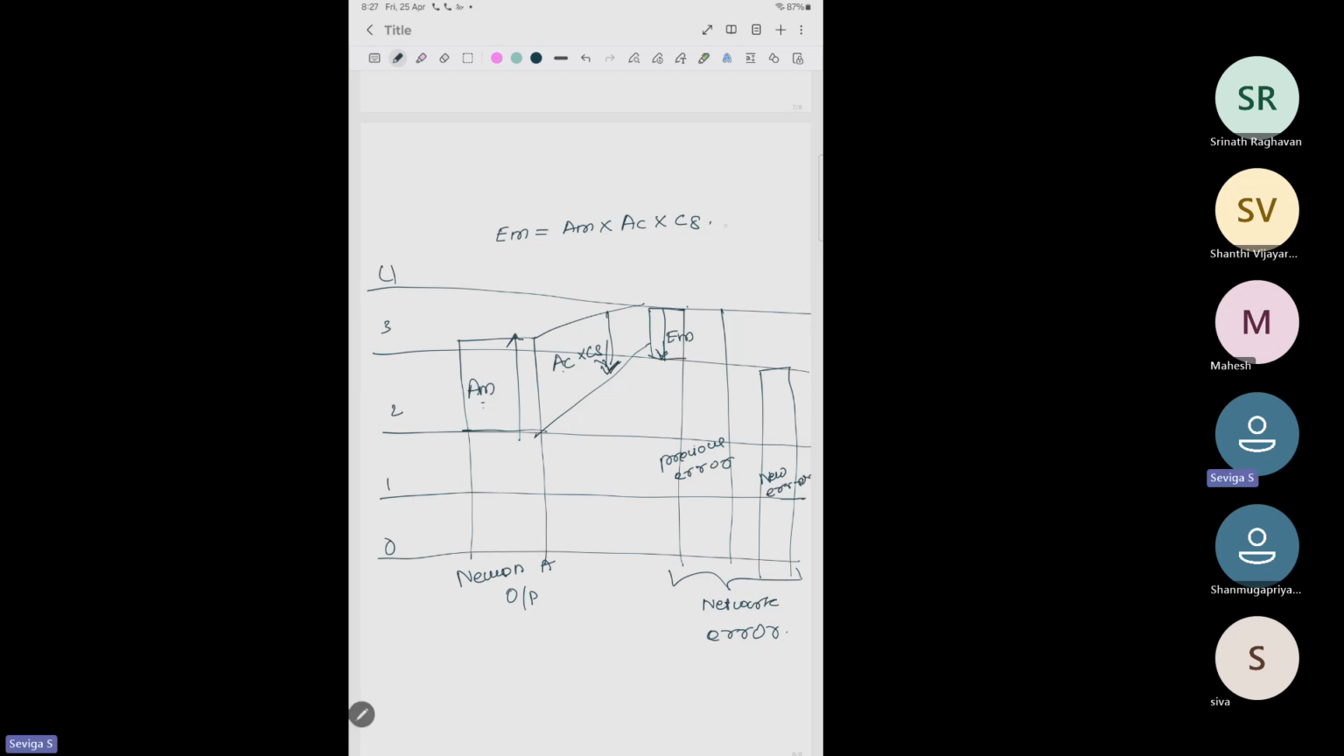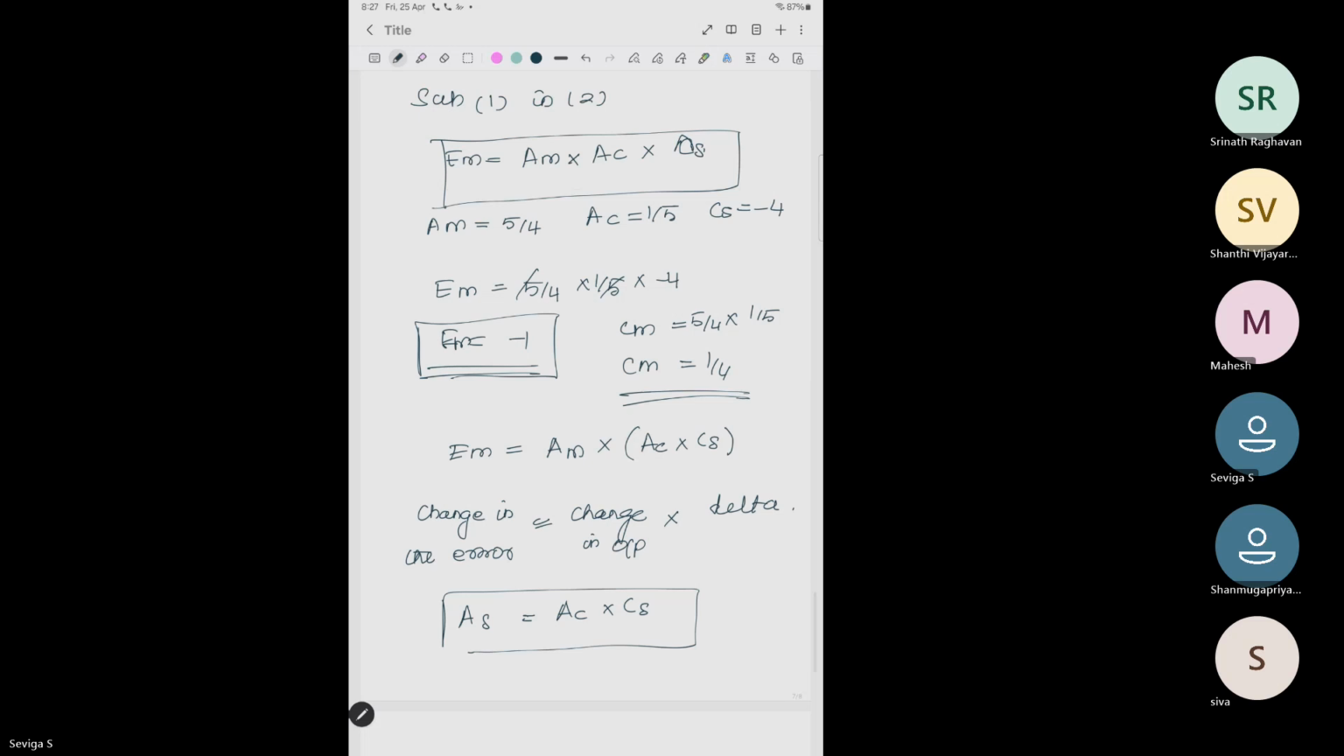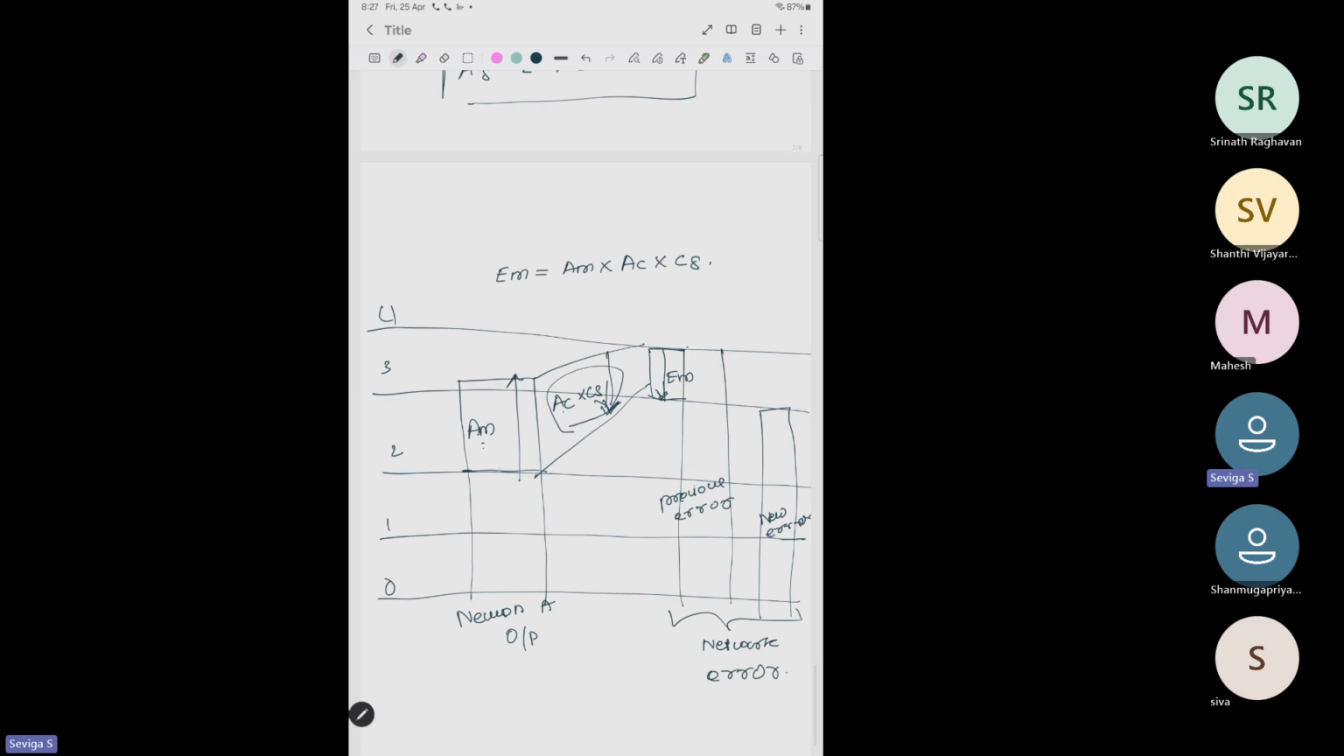So I'm just drawing this equation as a figure. This is the change in the outcome. The change in the outcome multiplied by this particular value will give you the change in the error. So what is the thing? The change in the error is nothing but the change in the outcome into delta value. The change in the outcome is A, and the rest of the thing is delta.